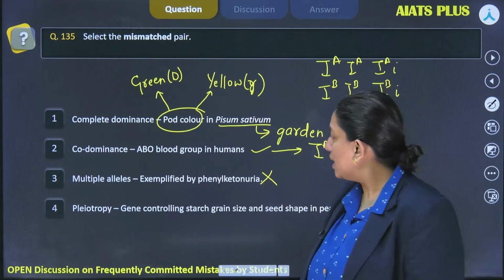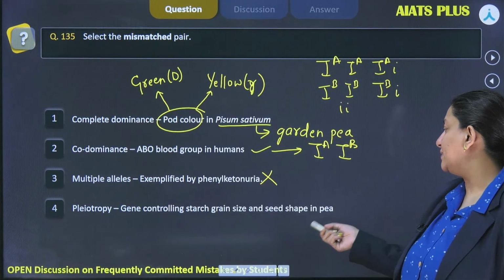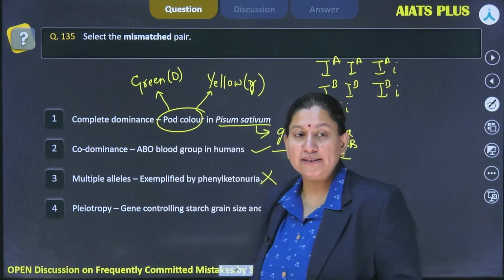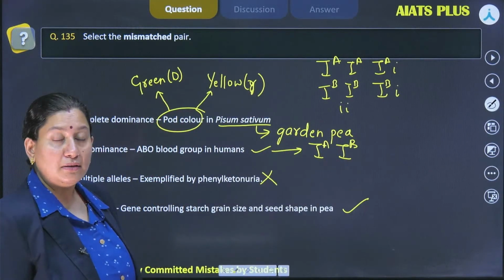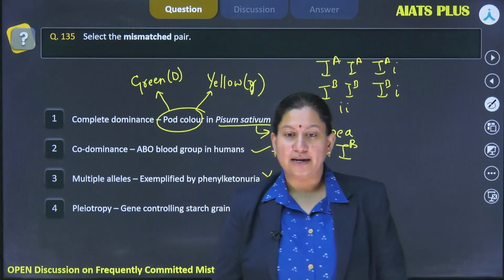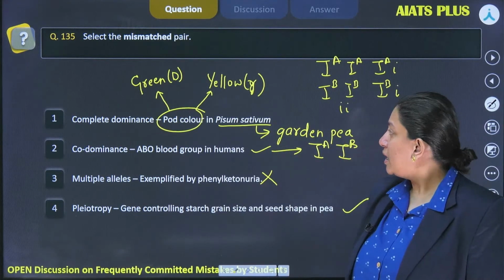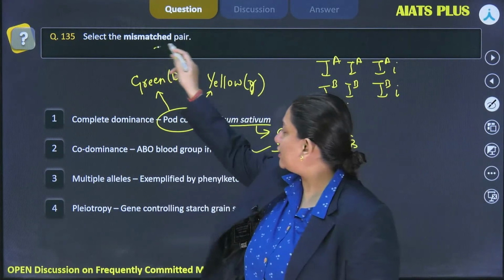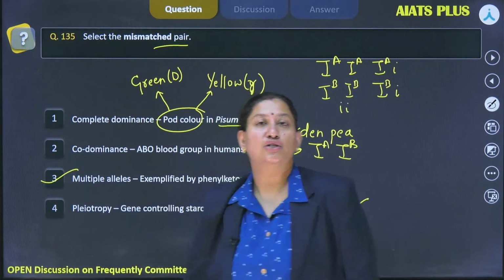Then pleiotropy says gene controlling starch grain size and seed shape in pea. So this is correct. The gene that controls starch synthesis in pea is going to control both the starch grain size and seed shape, and a pleiotropic gene is one gene that controls multiple effects, right? So that is why this is a pleiotropic gene. Okay? So this is how we identify the mismatched pair. The mismatched pair over here is exemplified in option number 3. So that's the correct answer, right?